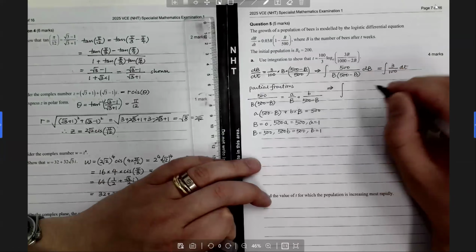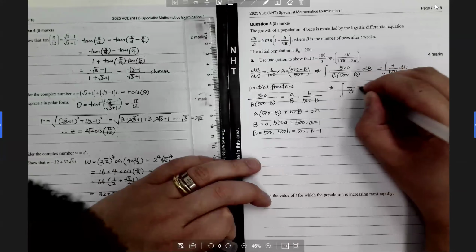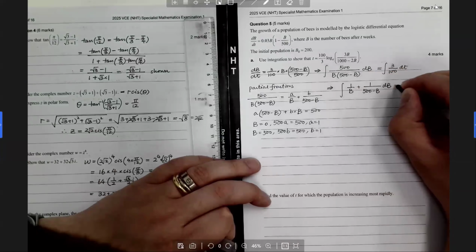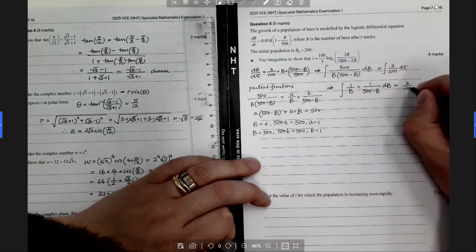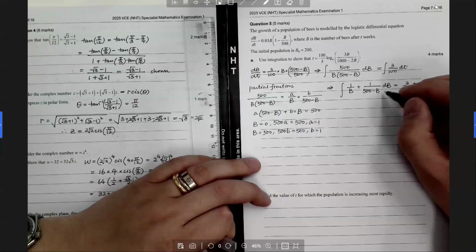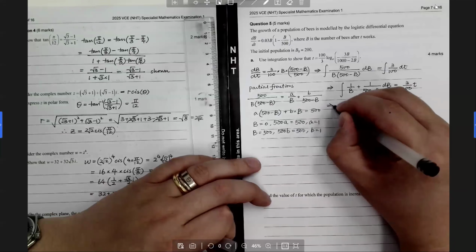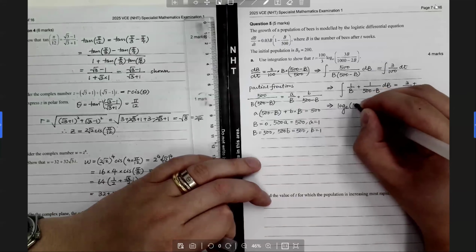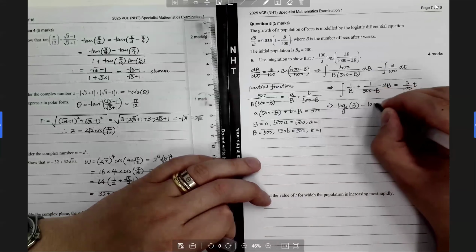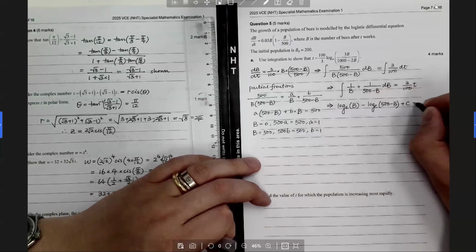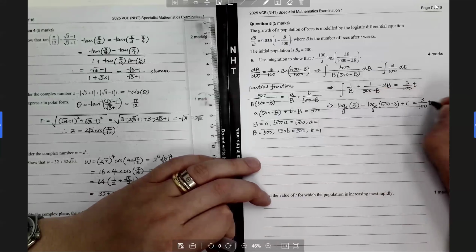So the next thing is, I'll be able to get the integral of 1 over B plus 1 over (500 minus B) dB equals 3/100 t. And I'll add an integration constant to this side, okay? I haven't obtained the antiderivatives yet. So the antiderivatives will be log_e B minus log_e (500 minus B) plus C equals 3/100 t, okay?